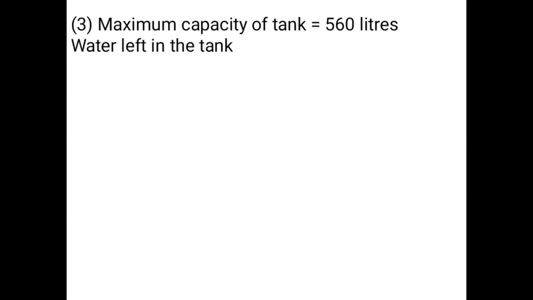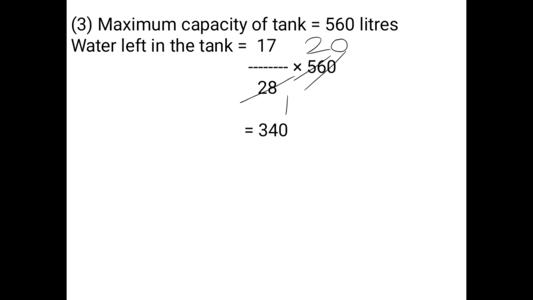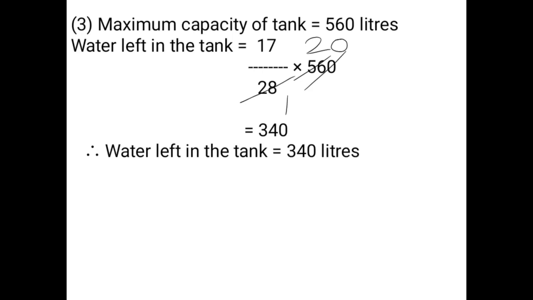You have to find water left in the tank. Water left in the tank will be the 17 upon 28 part into 560. Table which is going, you have to do the cancellation. Number 560 is going 28 table. 28 ones are 28, 28 twos are 56, 28 zeros are 0. Then you have to multiply 17 into 20. 17 twos are 34, 17 zeros are 0. That is equal to 340. Therefore, water left in the tank is equal to 340 liters.